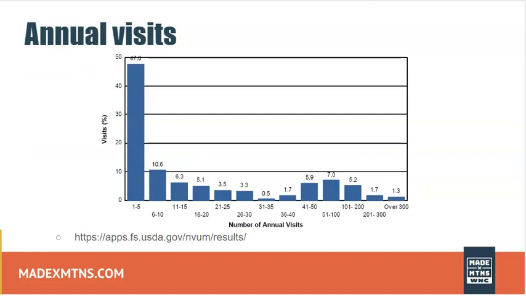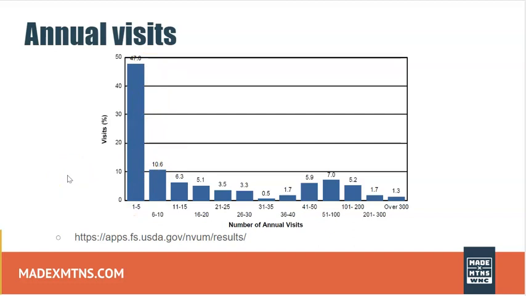In terms of annual visits, again from the U.S. Forest Service, but a lot of recreation demand data looks like this. We have the number of annual visits on the horizontal axis and the percentage of these visits on the vertical. So almost half of all visitors will visit the national forest between 1 and 5 times. And you see a big drop off after that.